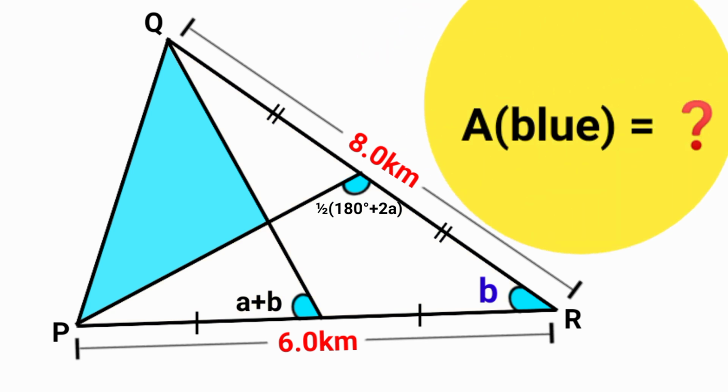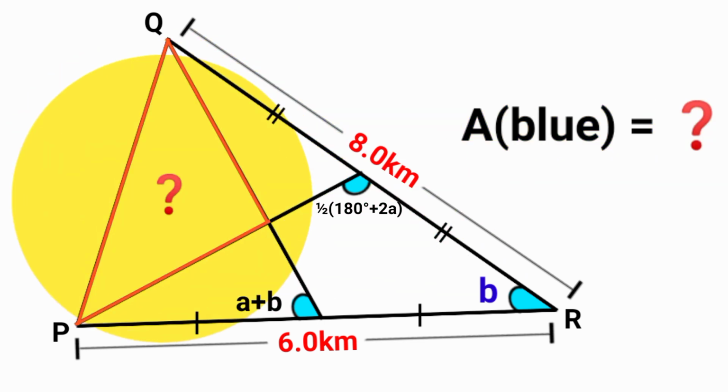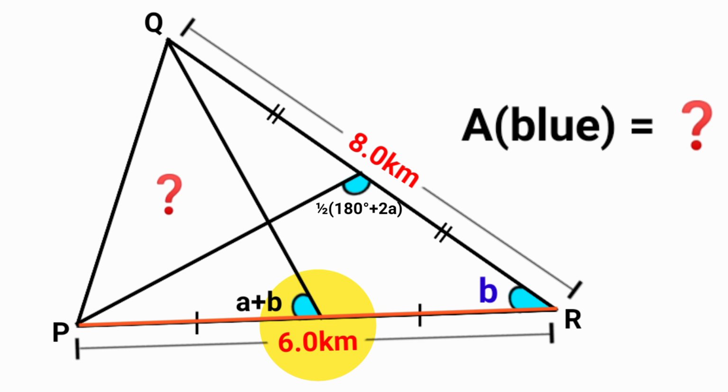From here, we are asked to calculate the blue area, that is the area of this triangle. We have the length of this side to be 6.0 kilometers, and the length of this side is 8.0 kilometers. The size of this angle is a plus b. We have this angle to be 1/2 (180 degrees plus 2a), and the size of this angle is b. Here we can see this segment and this segment are congruent, and similarly this segment and this are also congruent. So how can we solve this?